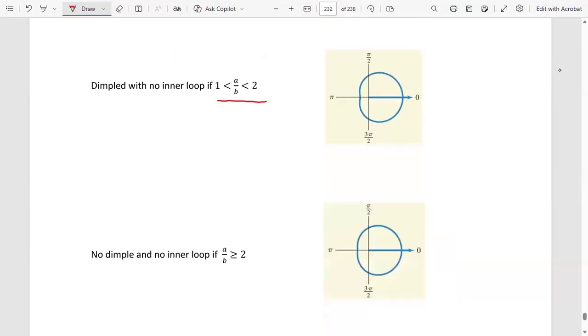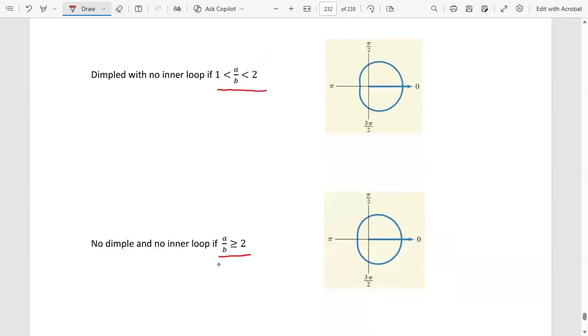And if the ratio is a number that's greater than or equal to 2, it's not exactly a circle, but there is also no dimple or no inner loop.